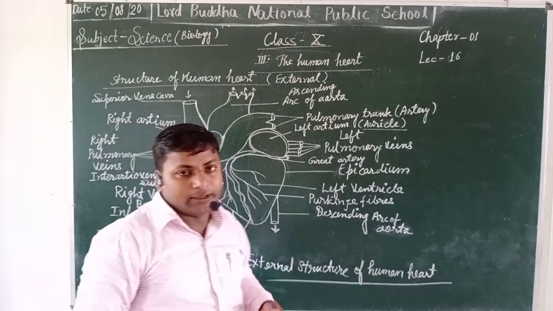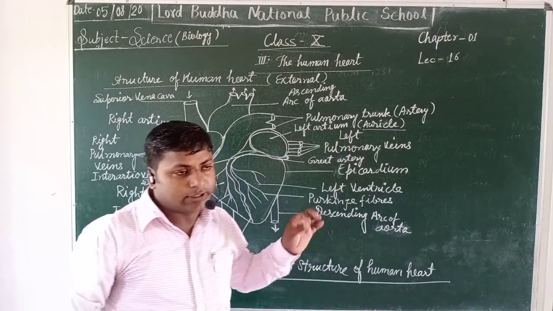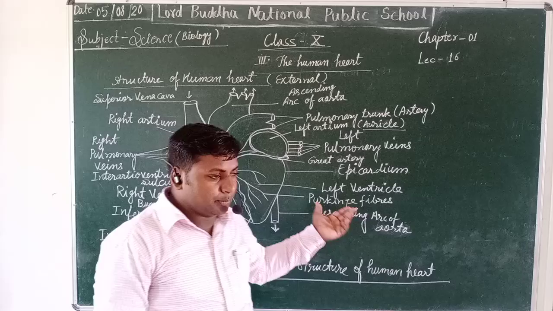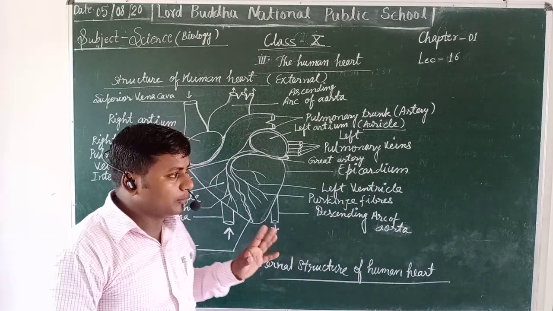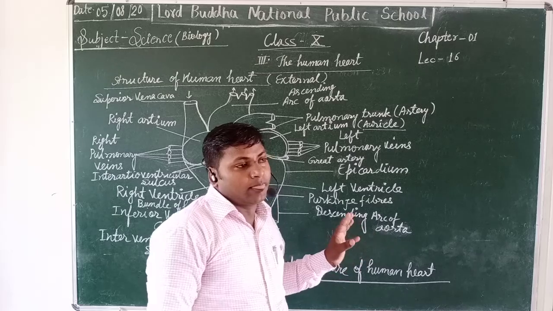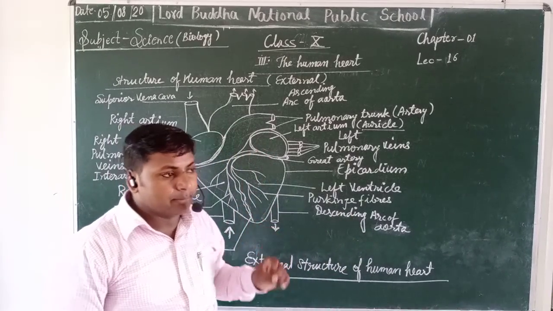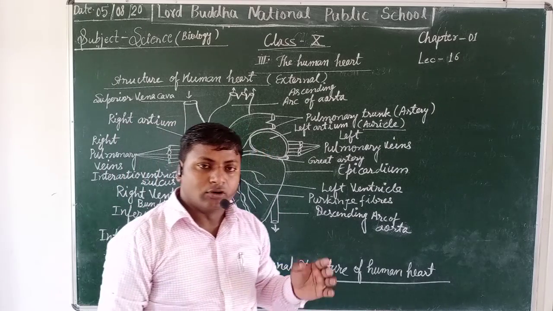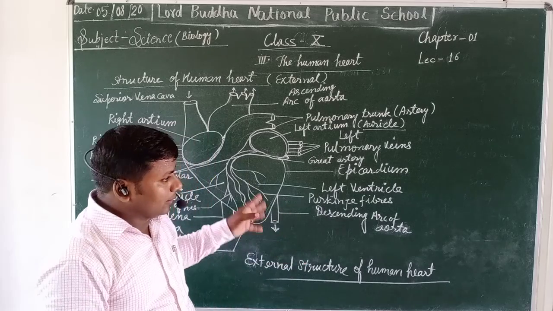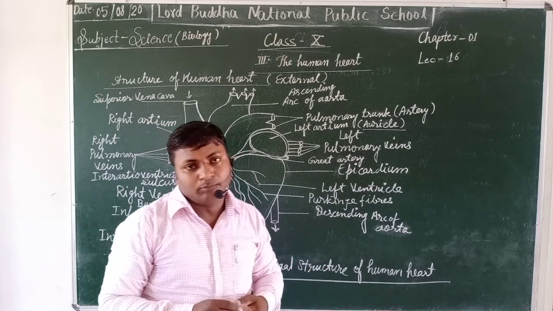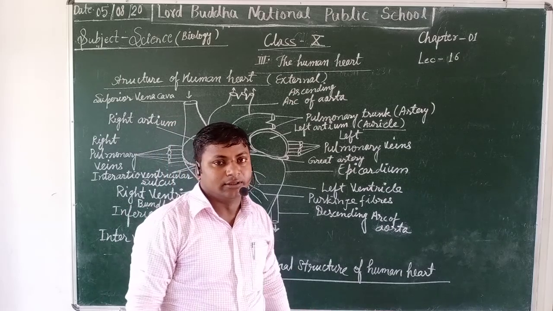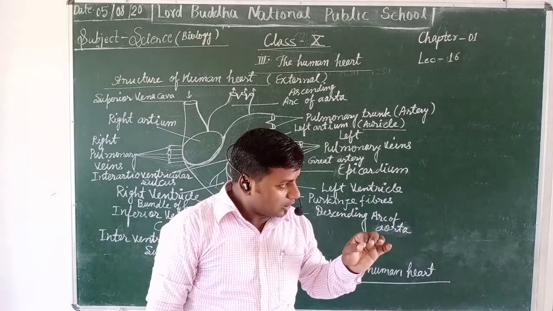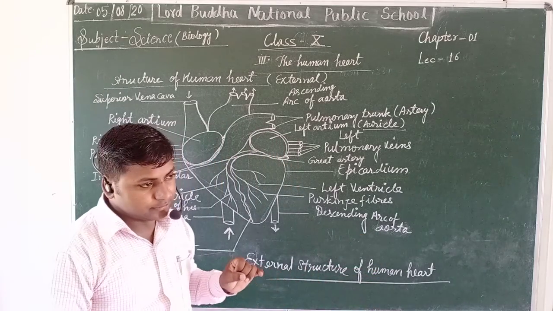It is bounded by a double thick membranous structure called cardiac membrane. Epicardium is the outer cardiac membrane and endocardium is the inner cardiac membrane. In between the cardiac membranes, a cavity is present that is called pericardial cavity. In the pericardial cavity, a fluid is filled that is called pericardial fluid.